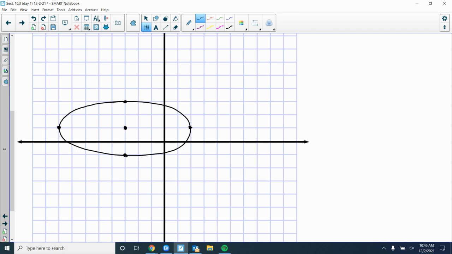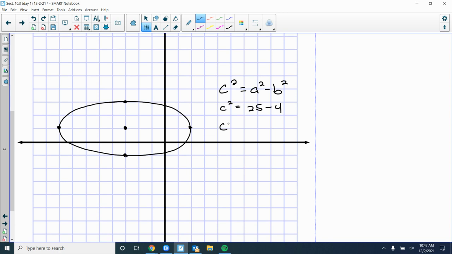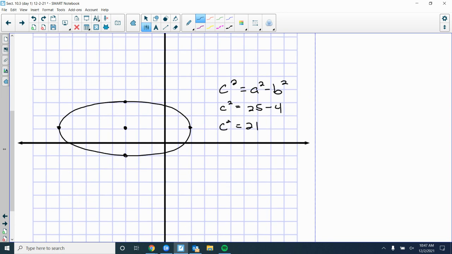All right, how do you find the foci? Hayden, what do you think? We do c squared equals a squared minus b squared. Okay, good. C squared equals a squared minus b squared, which is going to give me c squared equals 25 minus 4. And so that gives me c squared equals 21. C equals square root of 21. That tells you how far to go from the center. Now we're going to have to go left and right because that's the major axis.